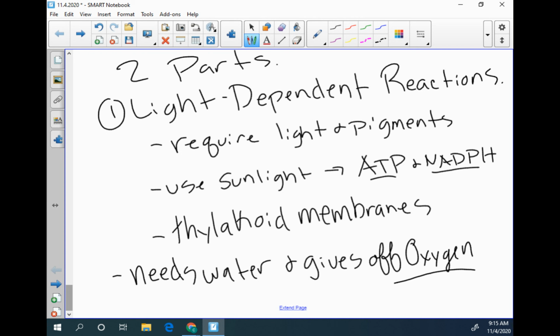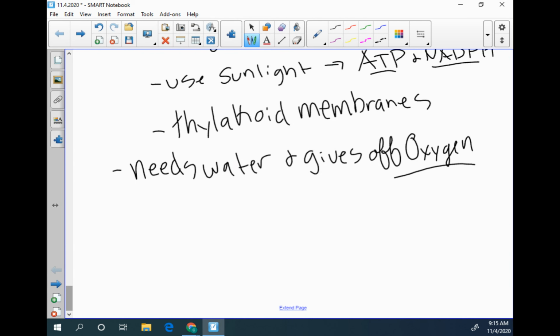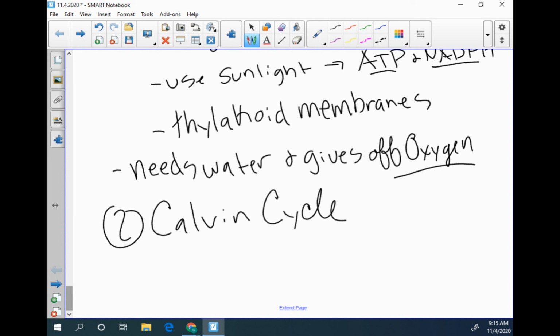That's our light-dependent reactions. And our second step is called the Calvin cycle. Sometimes this is called the dark reactions or the light-independent reactions, but I don't like that verbiage because the Calvin cycle can happen during the day. It just doesn't need light. That's why light-independent reactions also works, but I like the Calvin cycle. It's called the Calvin cycle because some guy named Melvin Calvin discovered it.